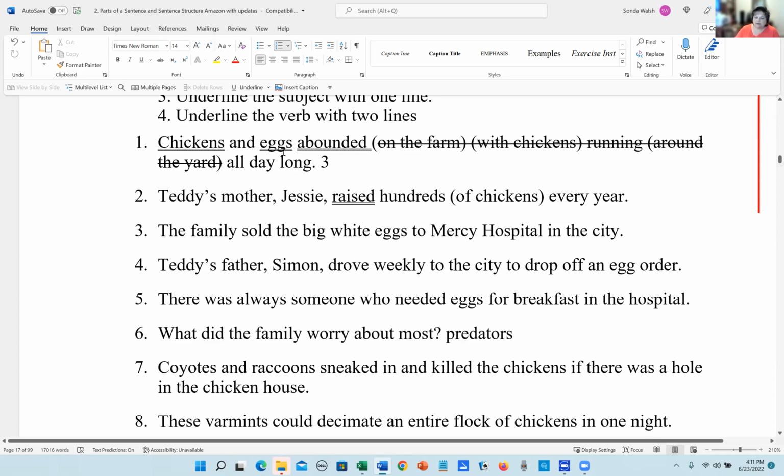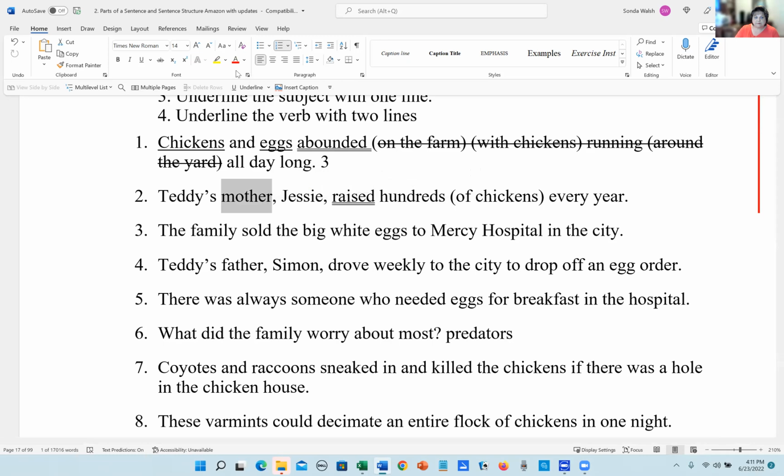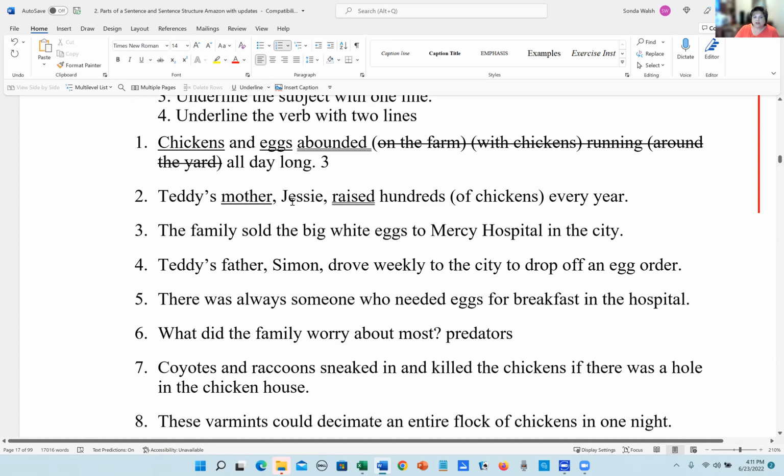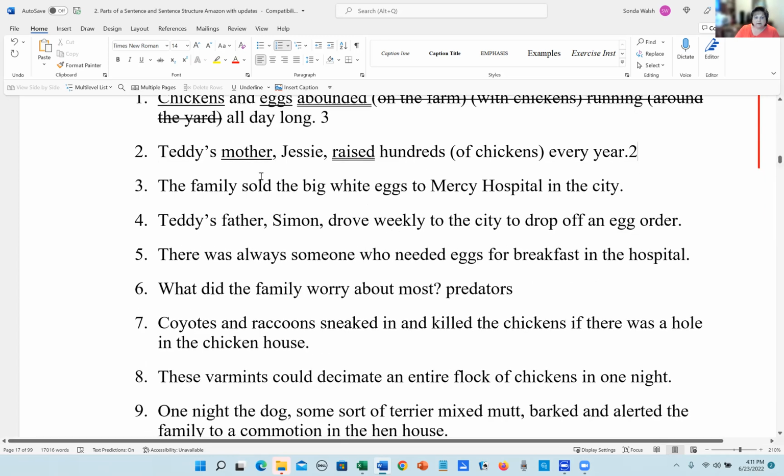So this one's kind of confusing because we have 2 words that could be subject, both mother and Jessie. But mother, because it comes first, is our subject. So we're going to underline that once. And when we have something like this, we call this word an appositive. And you don't have to know that, but just so you know, because mother comes first, it is the subject of the sentence.